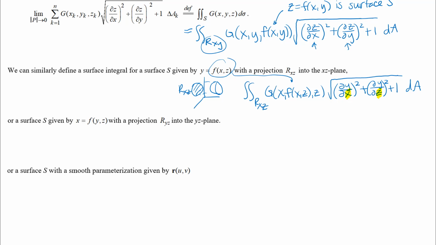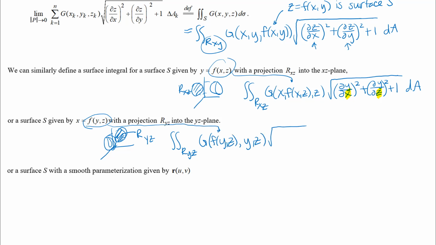Then if I instead am projecting into the yz plane, so I have some region and I project that back into the yz plane, and so I'm going to integrate over that region R_yz, then my surface integral of the function would be integrated over R_yz. My g function would need to be completely in terms of y and z. So in place of x, any x's that are in the function I'm integrating, I would substitute in what x is from the equation of my surface.